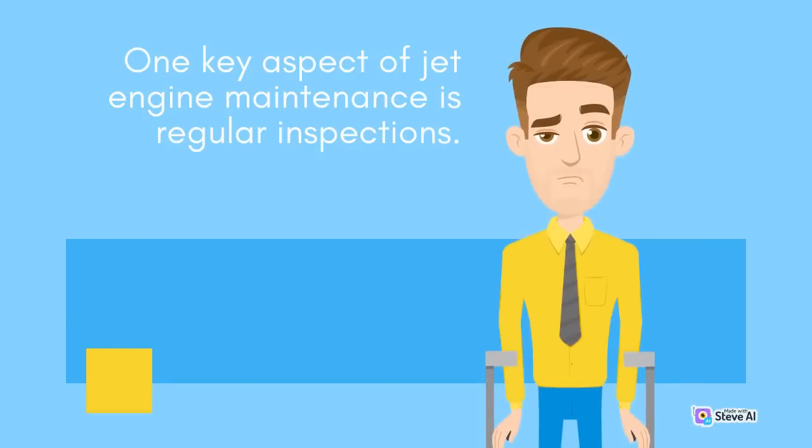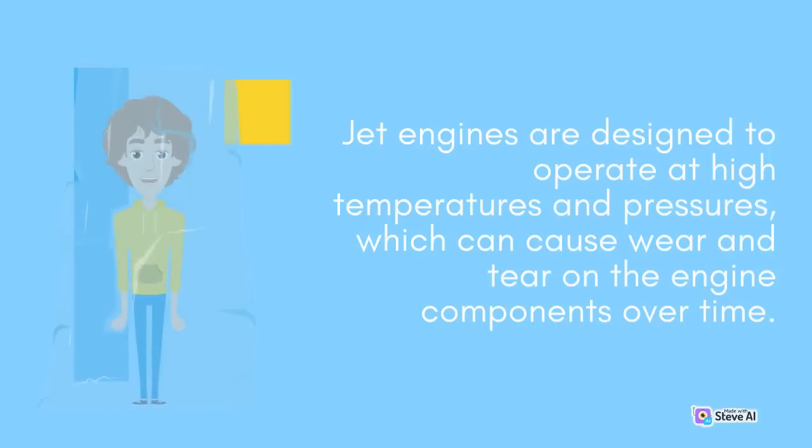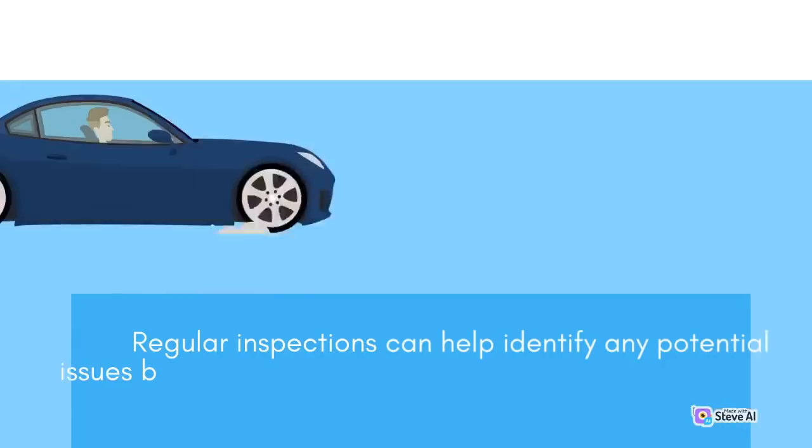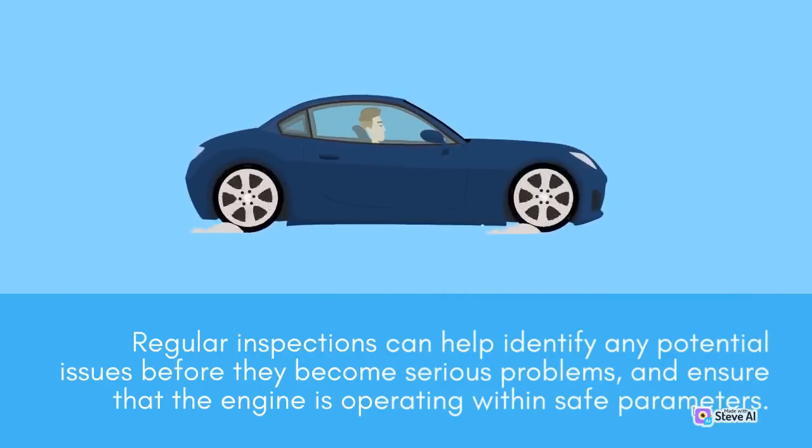One key aspect of jet engine maintenance is regular inspections. Jet engines are designed to operate at high temperatures and pressures, which can cause wear and tear on the engine components over time. Regular inspections can help identify any potential issues before they become serious problems, and ensure that the engine is operating within safe parameters.